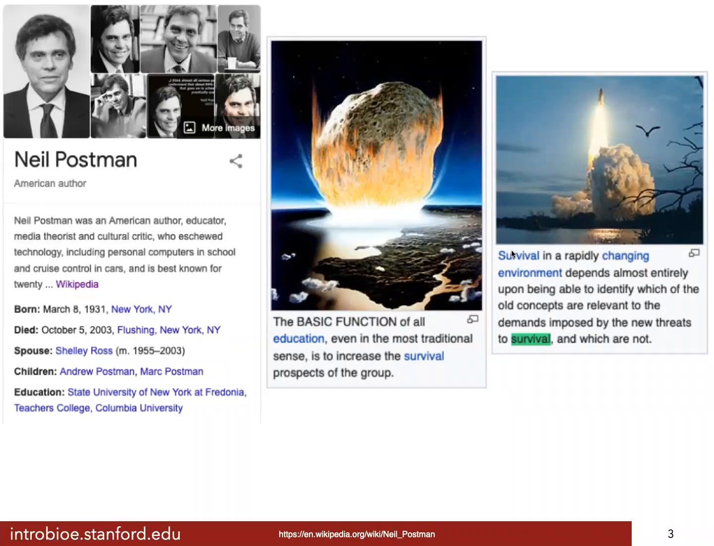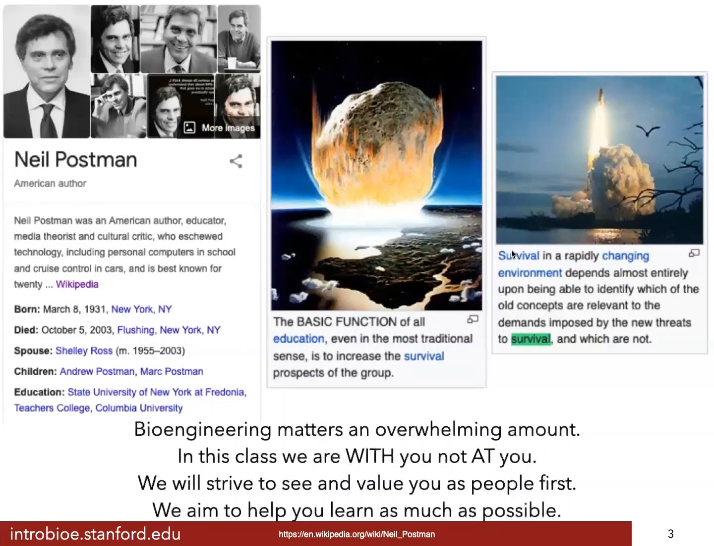Bioengineering is a new and emerging field. And so education in bioengineering is going to have to figure out how we navigate these changes and these fundamental goals. Stated differently and more practically, bioengineering matters a lot. It already matters a lot, and it's not getting less important. It's getting way more important.